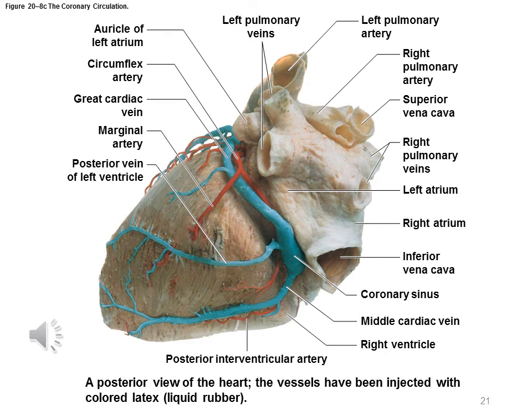This is the view of a real heart, and we're looking at the posterior side of it. We actually have colored latex that has been inserted into the vessels so that you can see them much more clearly. Actually a really cool view to see. Look at that great cardiac vein, which is going to turn right into and drain into the coronary sinus, and that of course goes into the right atrium.